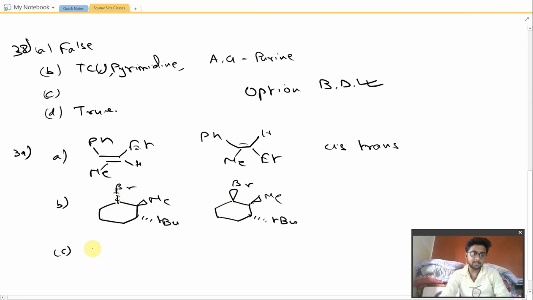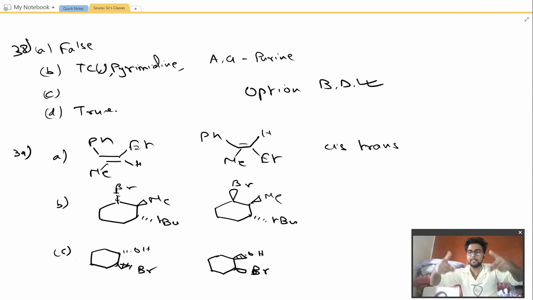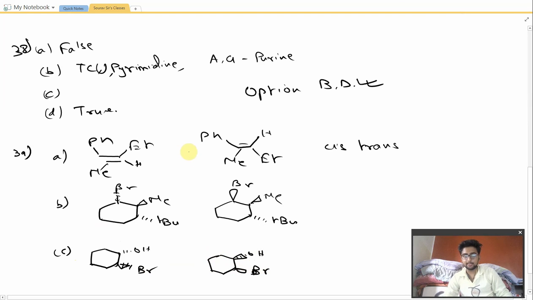Now in option C, you can see that this one is OH and here it is Br, and in this case you have OH like this and Br like this. So you just take this molecule and rotate it this way, you will be getting this isomer. So these are homomers, these are not diastereomers.